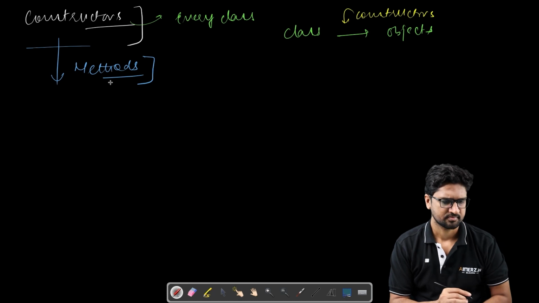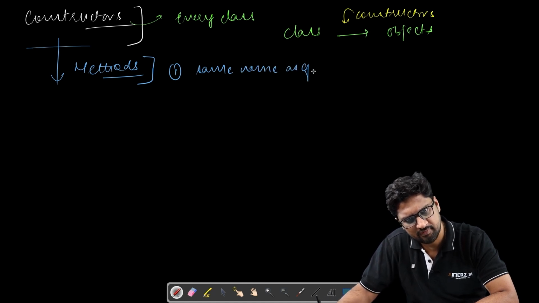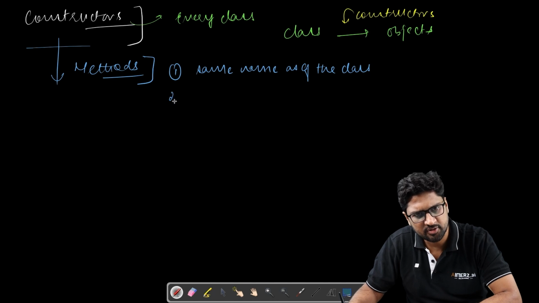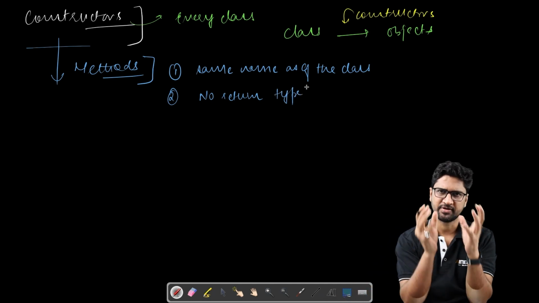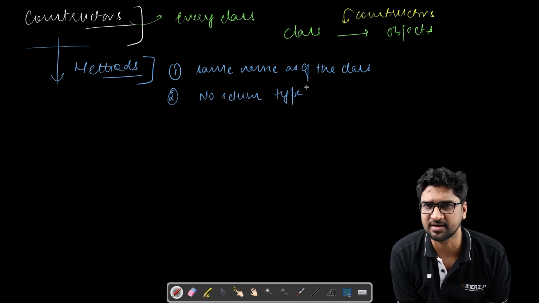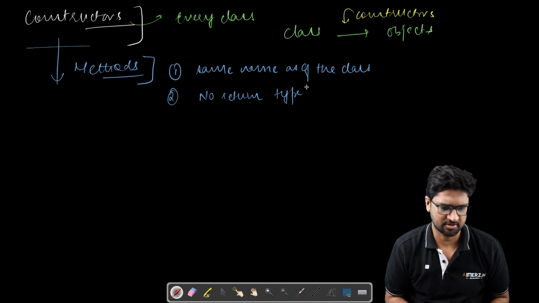What are those? First, the name of the constructor should be the same as the name of the class. The number two is that a constructor should have no return type. When you're defining a method, you should either have void or provide the data type which will be returned. When I'm talking about the constructor, it should not have any return type.